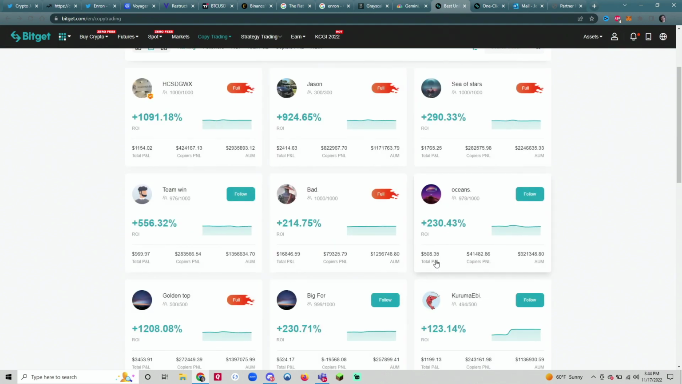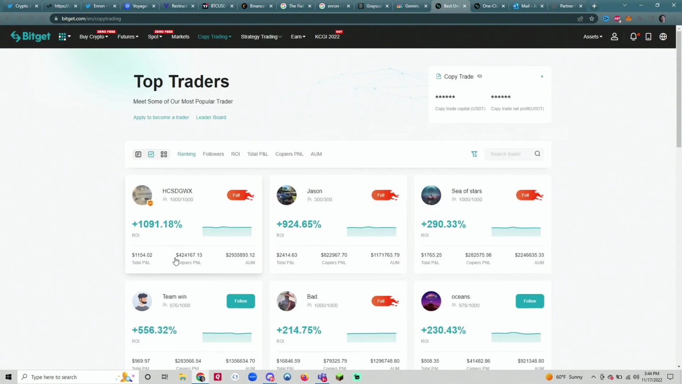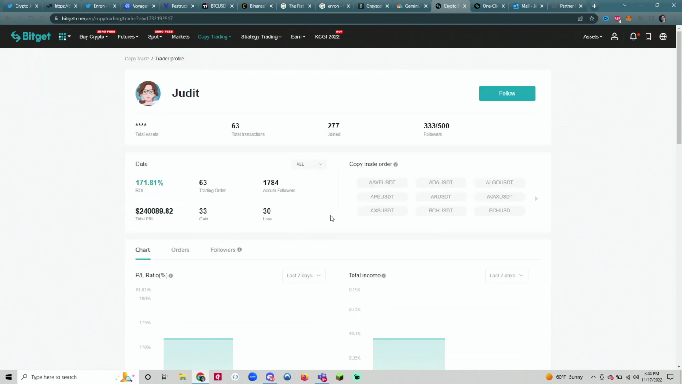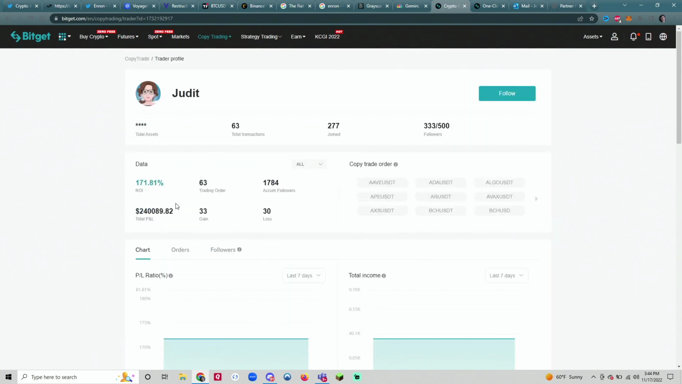See Oceans right here, total P&L, $500. The copy traders are following him, and they're making money alongside him. You have some different people that are making larger amounts. So, for example, you can come over here to ROI, total P&L. This guy, for example, has made $240,000 in P&L. So some of those numbers were a little bit smaller. Judit over here, 333 people following them. You can see those 333 people. There was, at one point anyway, quite a lot of P&L that was made here on this trader.